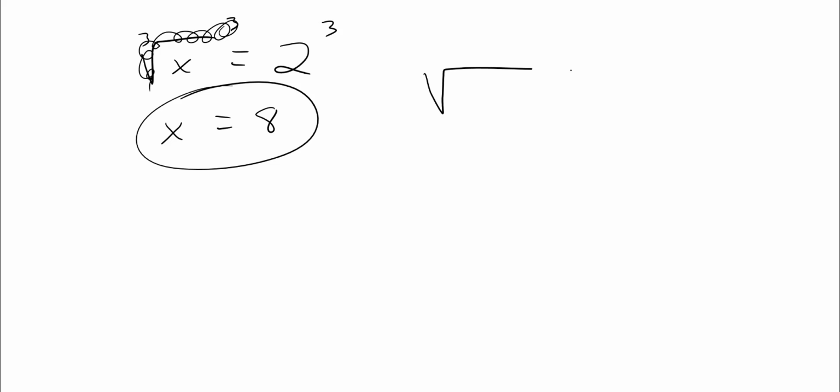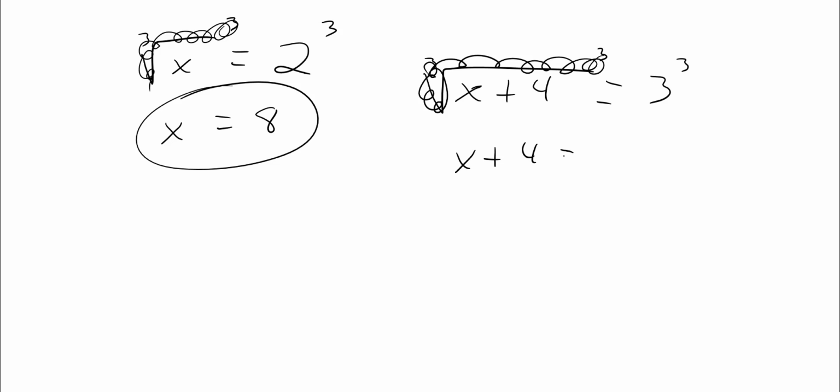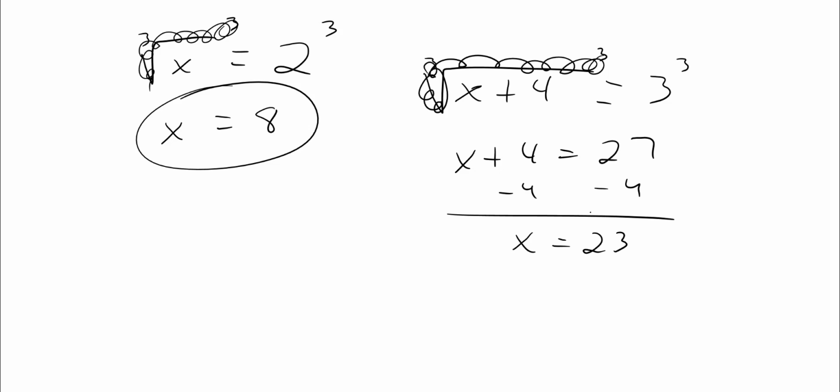So, let's do another cube root. How about the cube root of x plus 4 equals 3? Well, I'm going to cube both sides. So again, that takes that away, and I get x plus 4 equals 3 cubed, which is 27. Put that in your calculator, that's fine. And then we're going to subtract 4 from both sides. So x is equal to 23. Okay? It's not bad.